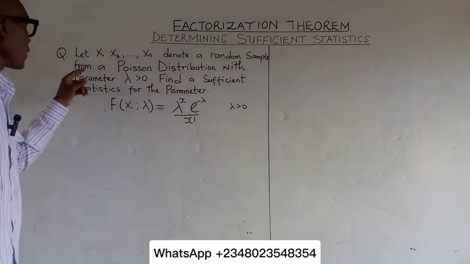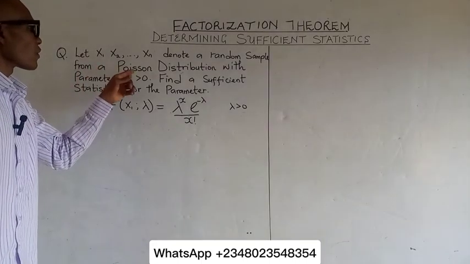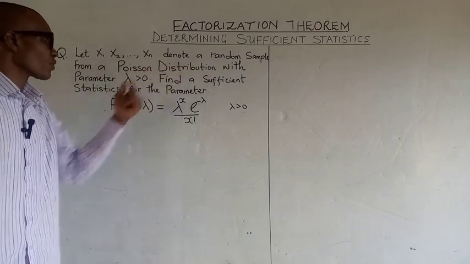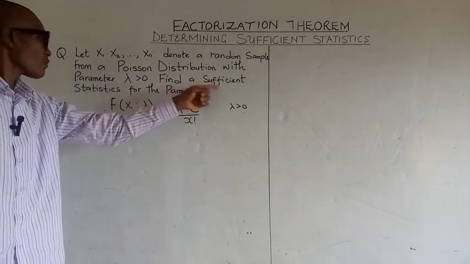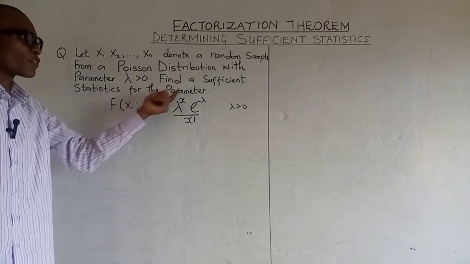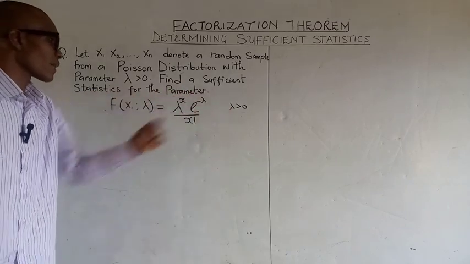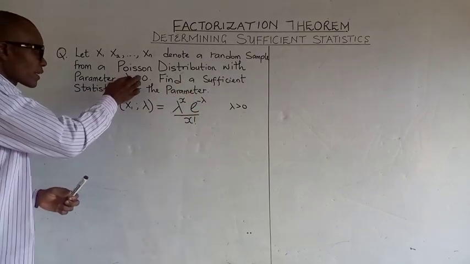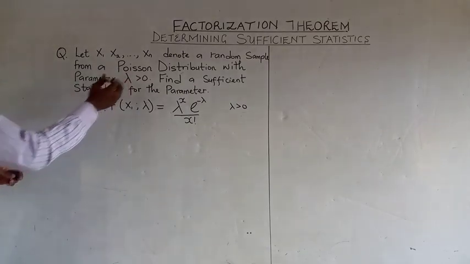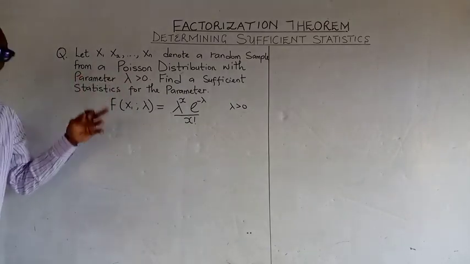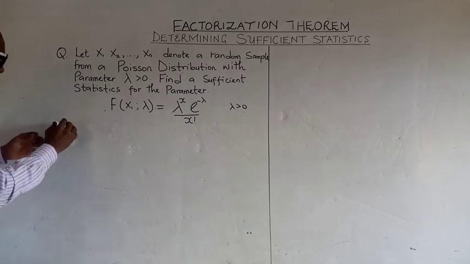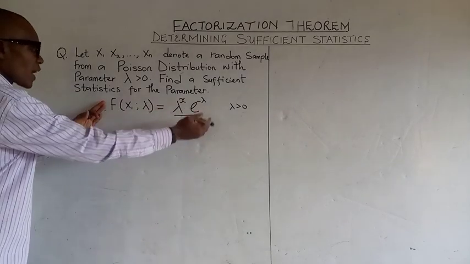We have the equation here for the Poisson distribution. How can we find the sufficient statistic for the parameter lambda? So the parameter here is lambda. To find the sufficient statistic, this is what we do. We have to factor this out.